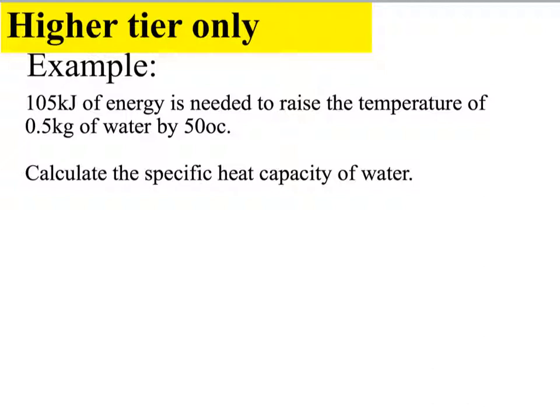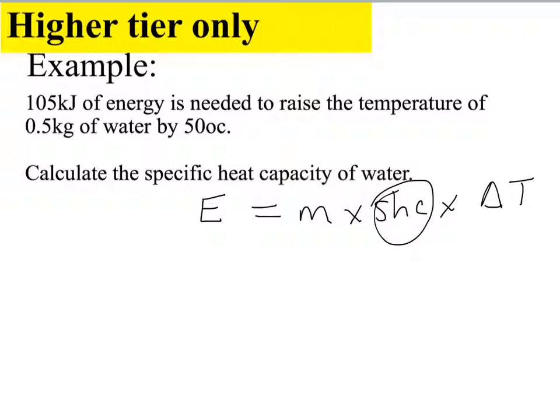Next thing we do, we go to the front of our exam paper and we look at our list of equations. We then pick out the equation that we need, which is going to be this one. Energy is mass times specific heat capacity times the change in temperature. Now, you can see that the thing that we are asked to calculate is not the energy. We're given the energy. The thing that we are asked to calculate is the specific heat capacity of the water. So we're going to need to rearrange that equation and change the subject.